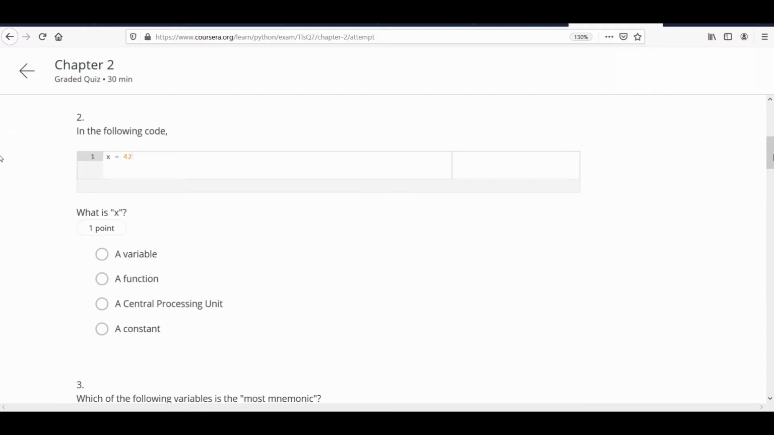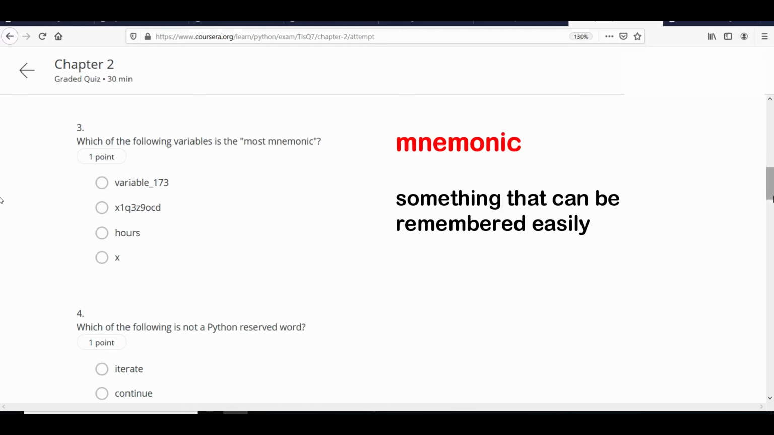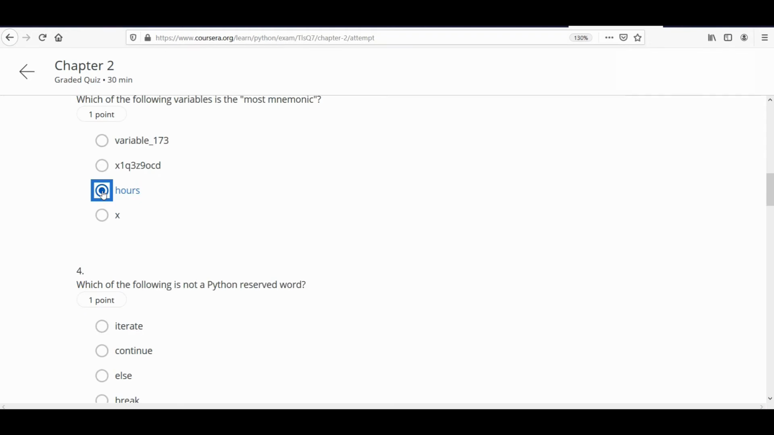Moving on to the second question. In the following code x equal to 42, what is x? X is a variable. Question 3. Which of the following variables is the most mnemonic? And if you don't know what mnemonic means, it means something that can be remembered easily. So it's hours that can be remembered most easily.